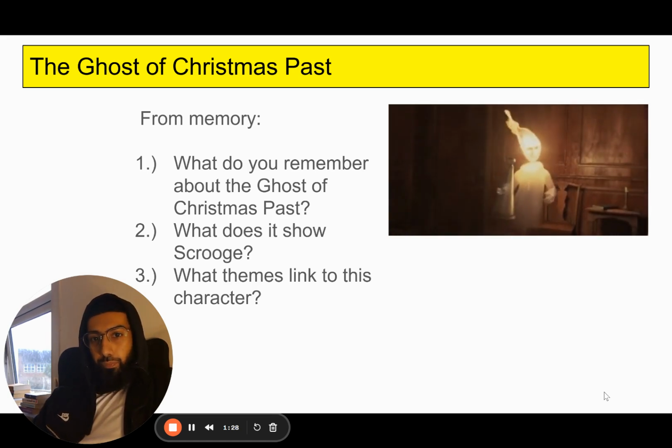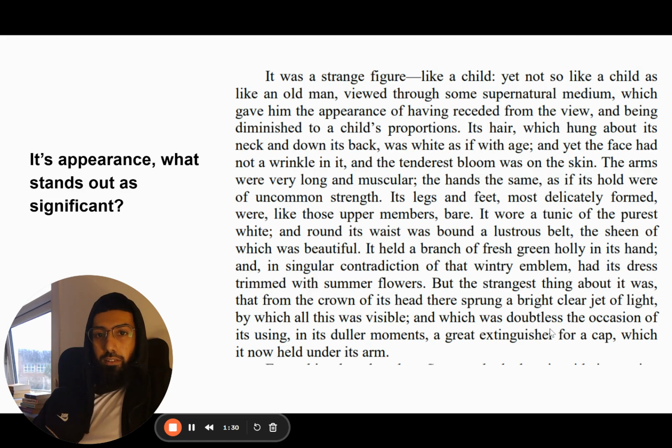So, if I can skip the slide, there we go. This here is the first apparition that Marley's ghost warns us of. This is the Ghost of Christmas Past, and it's presented in this massive paragraph, and its appearance is described to us in so many different ways, and you don't have to know every single detail about this ghost, but there's a few different things that you can pick out as significant from its appearance.